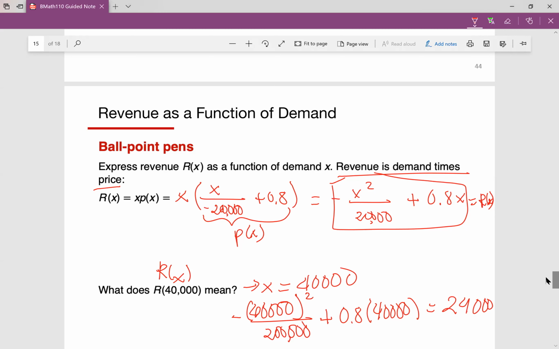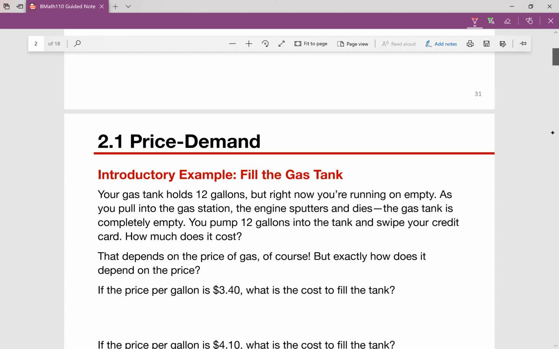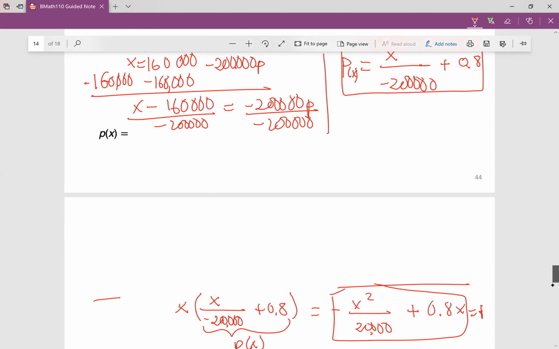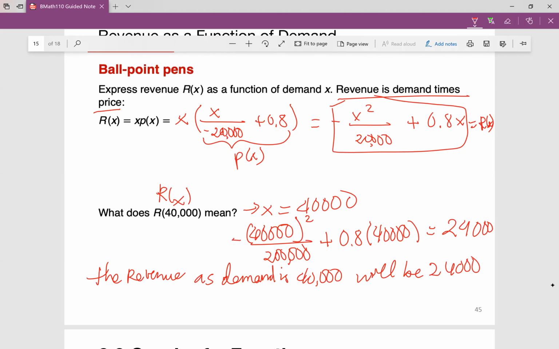And that's it. I can make a conclusion for this: the revenue from producing and selling, I'm going to say the revenue as demand is 40,000 will be $24,000.